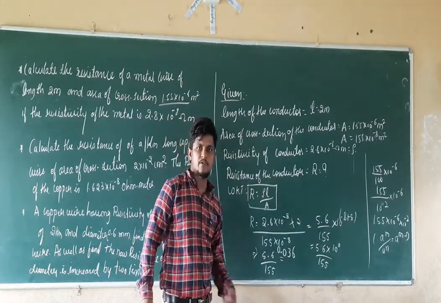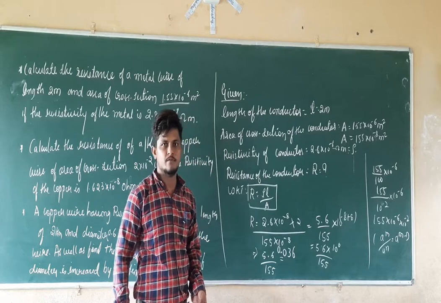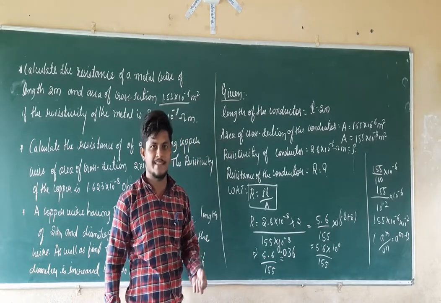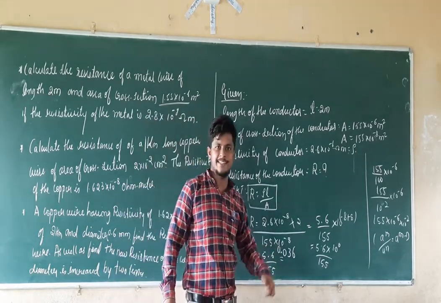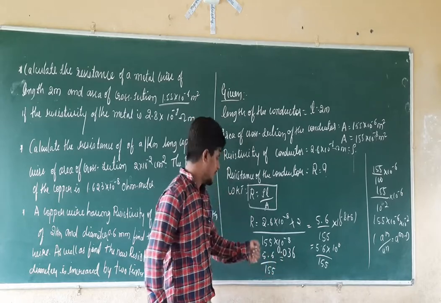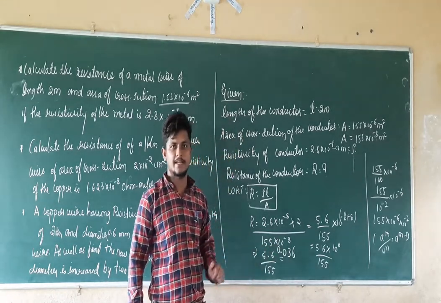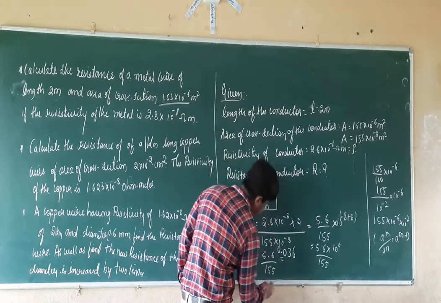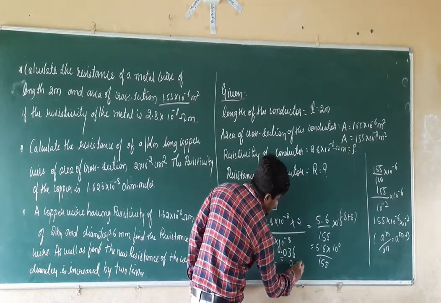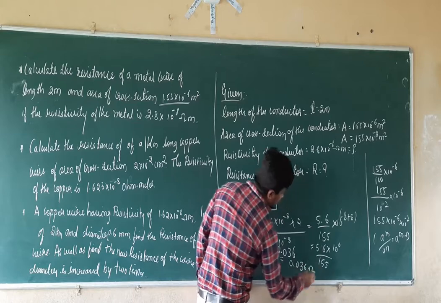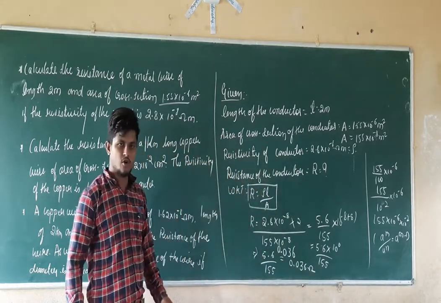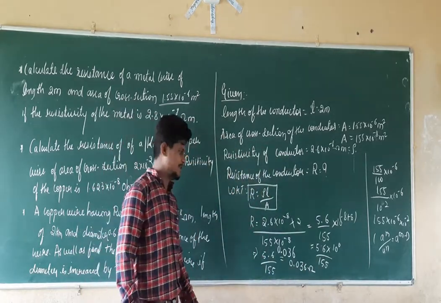So 155 6, how much? It will be equal to 930, which is nearer to 960. So we are going to take 155 6 as 930. So the value of the resistance here is equal to 0.036 ohms. So the value of the resistance is equal to 0.036 ohms.